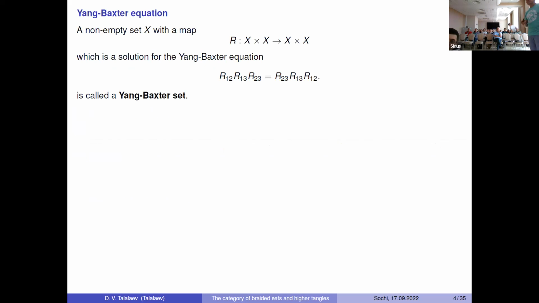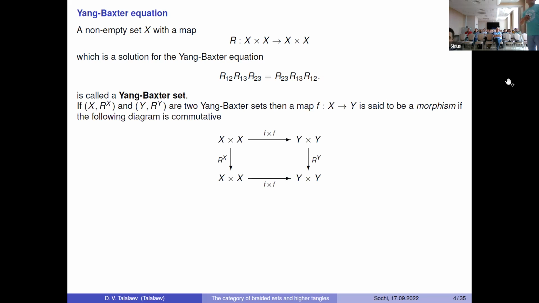So I'd like to start with the well-known object, a solution of the Yang-Baxter equation, and the set X on which this solution is defined. This X I will call the Yang-Baxter set. And it's good to say what is the morphism of such an object. So F is a map from set X to set Y, and it is a morphism of Yang-Baxter sets if we have this commutative diagram.